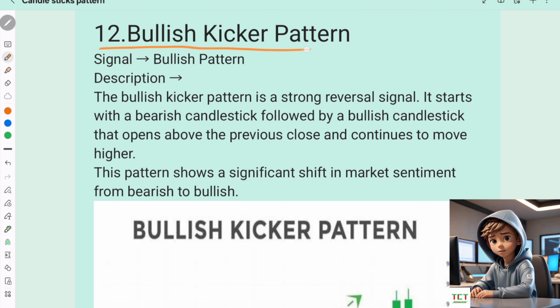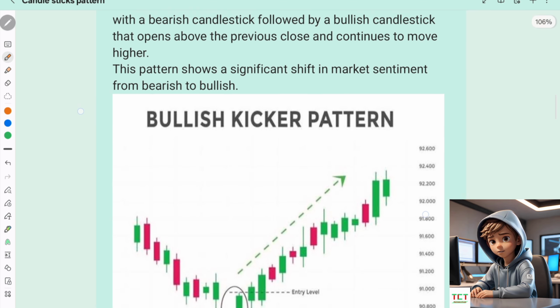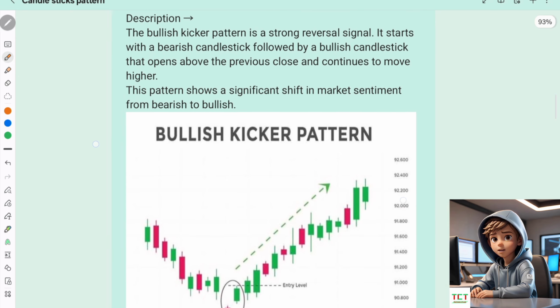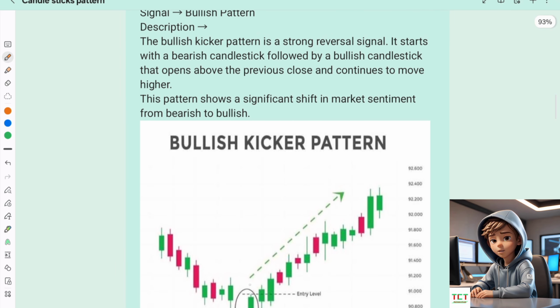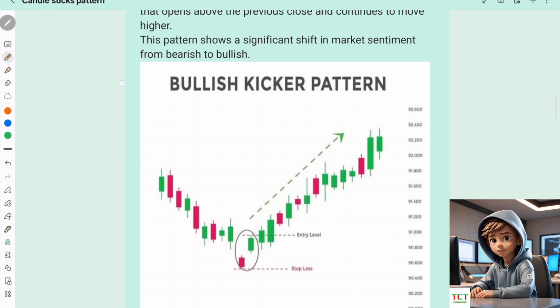Now let's learn about one of the strongest reversal patterns, the bullish kicker. This is called kicker because it literally kicks the trend in the opposite direction. This is a very powerful two-candlestick pattern, and when you see this, you know something dramatic is happening in the market. Here's the structure. First, you have a bearish red candlestick in a downtrend. Nothing unusual, just normal selling.